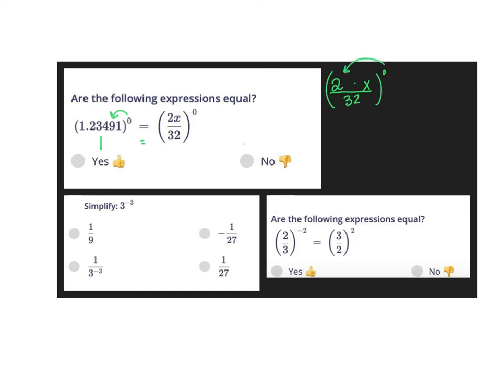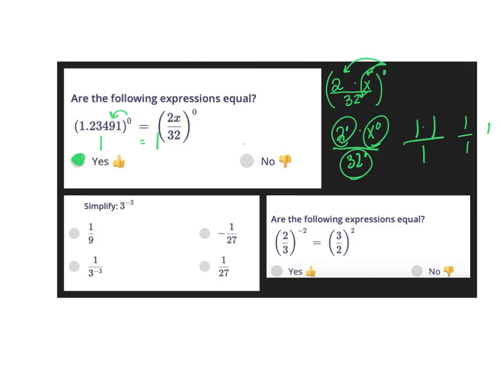So that means this becomes 2 to the 0th power times x to the 0th power over 32 to the 0th power. Well, 2 to the 0th power, that's actually 1. X to the 0th power, that's actually 1. 32 to the 0th power, that's actually 1. 1 times 1 is 1, over 1 is 1, and that equals 1. So, are these the same expression? Do they equal the same? Yes, they're both raised to the 0th power, so they both equal 1.